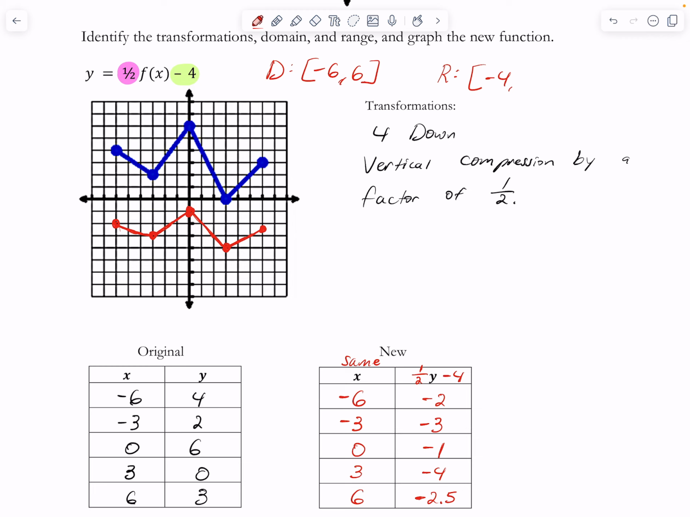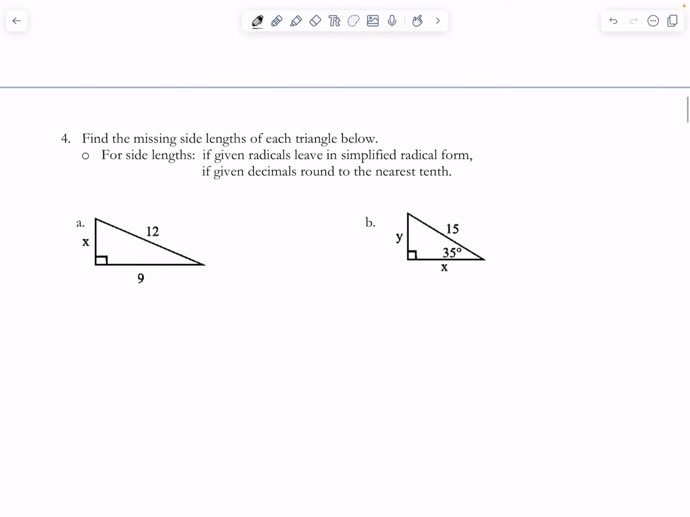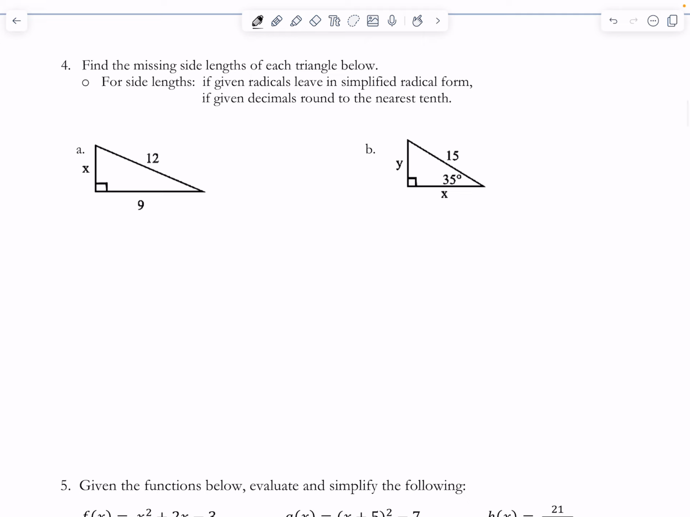And our highest y value is now -1. Okay, so that's how we transform that function. Okay, let's do some triangles, the stuff from the very first day of school.